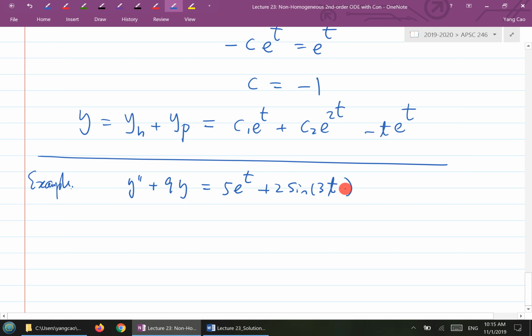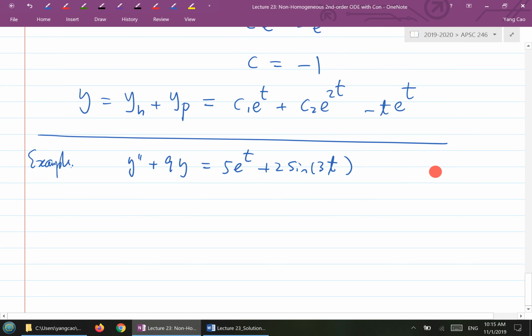Okay, let's take a look at this example, okay? This is basically a little bit like the sum rule, the third rule here. For this one, on the right side, I have two different inputs. One is exponential, and the other is sinusoidal. Step one is to obtain YH. I'll skip the detail. You can take a look at it. It's very straightforward. So you have C1 cosine 3t plus C2 sine 3t as the general solution for the homogeneous one.